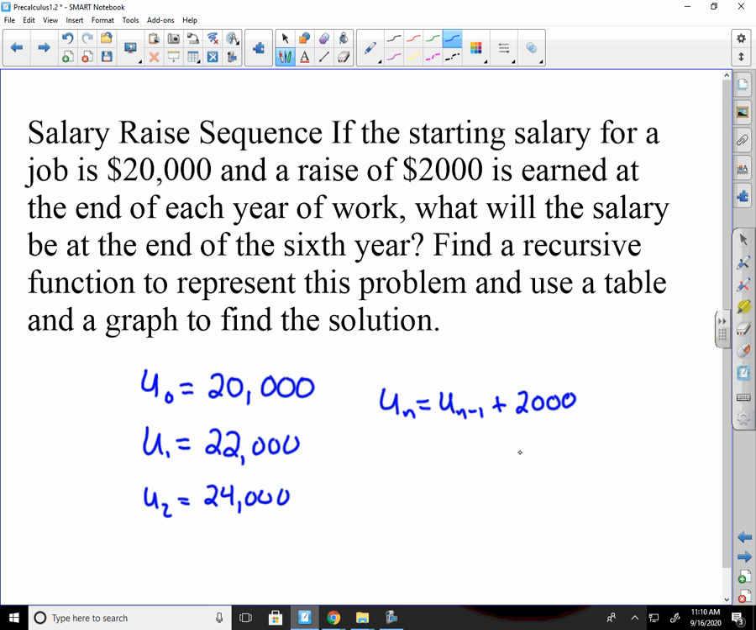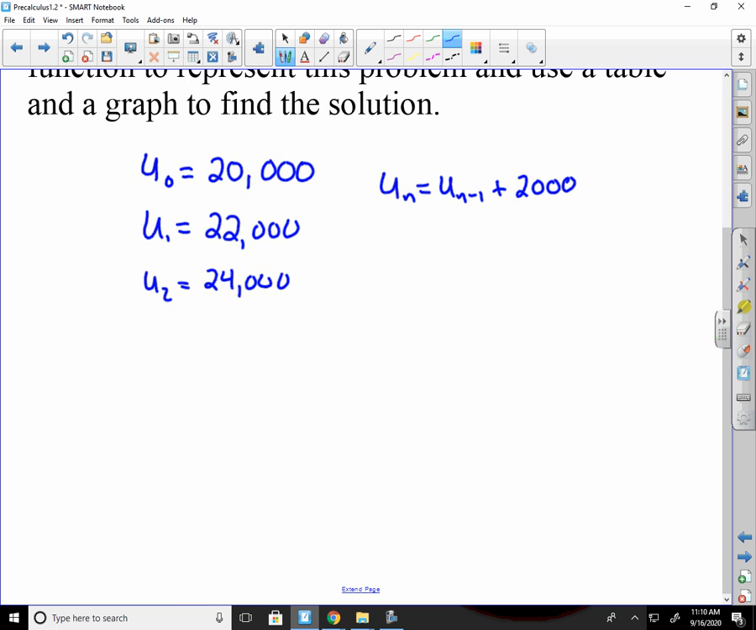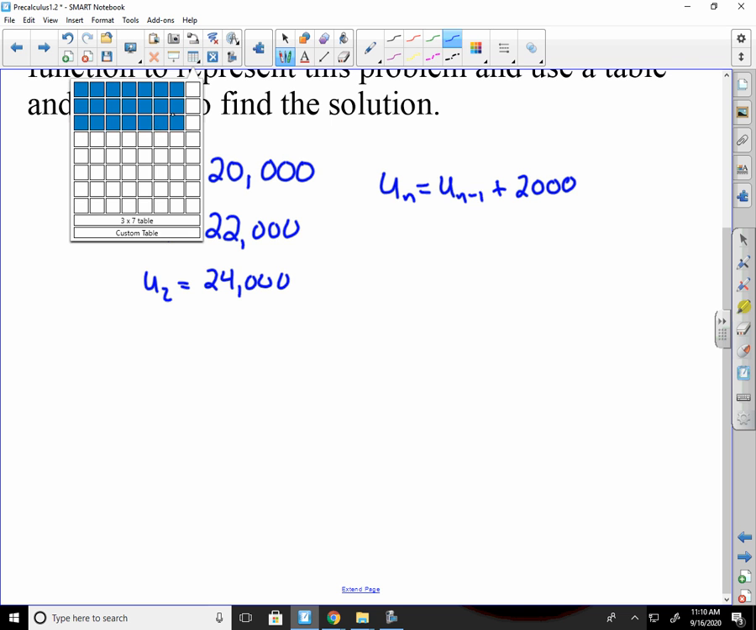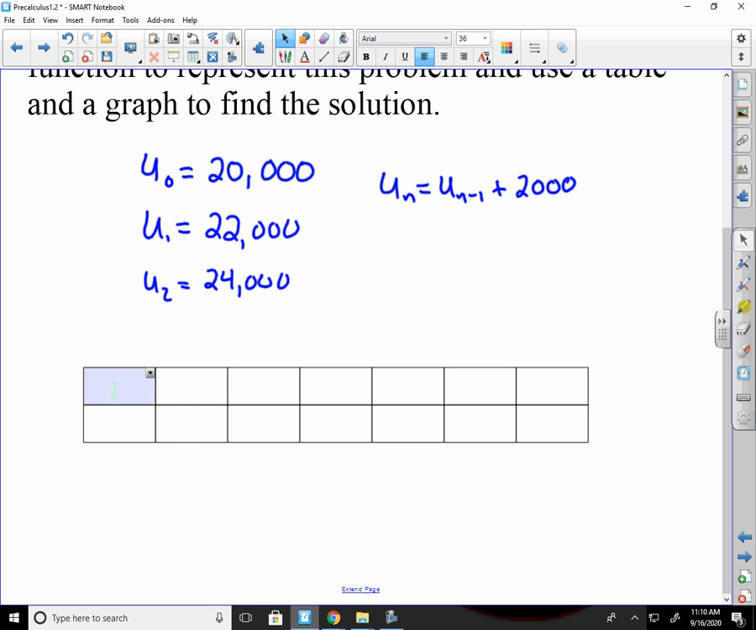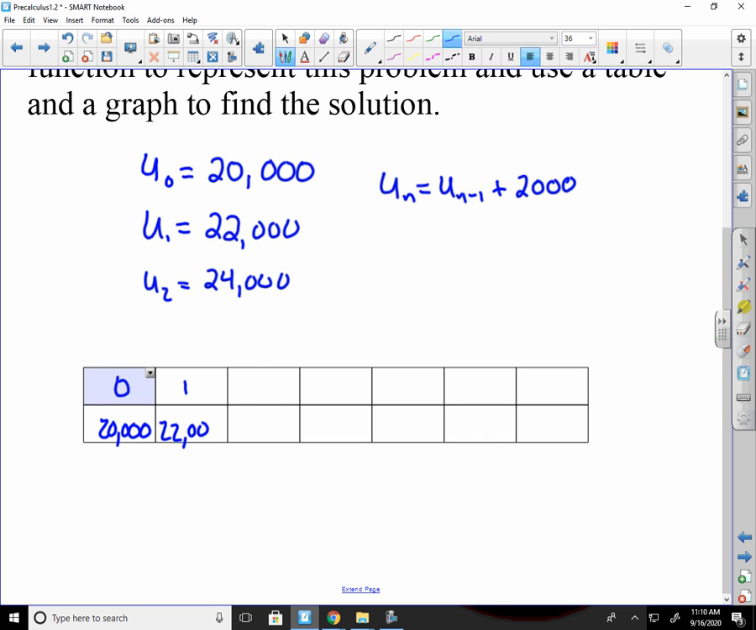Because it's going up by 2,000 each year. Use a table and a graph to find the solution. So we can make our table. I won't need all these spaces, but 0 stands for u sub 0, and that's 20,000. Then 1, 22,000. 2, 24,000.